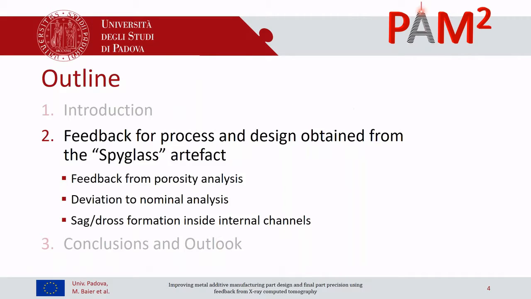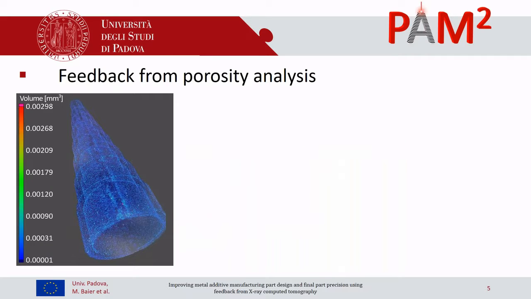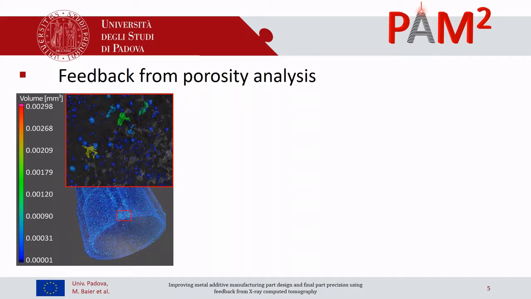So to jump to the feedback which can be given by CT. First, I'll show you a short case of the porosity. This is the full part in the porosity. What you can see here are the different small pores which were detected by X-ray CT. And you see they resemble quite perfectly the shape of the part. Most of them are round, but we also have some slightly misshaped pores which are due to the laser passes. The rest of them might be inert gas, or gas entrapped during powder production.